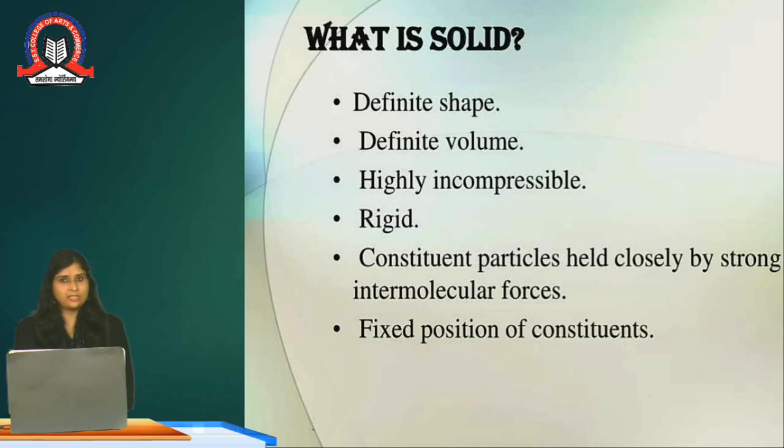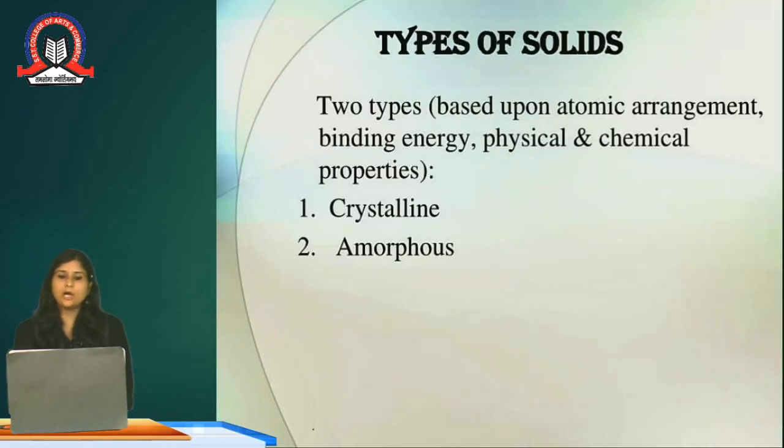Last but not the least, fixed position of constituents. As there is no spacing between them, and there are intermolecular forces of attraction between the atoms and molecules, all the atoms or unit particles are compactly arranged and they acquire a fixed position. Now, after knowing something about the solid, let's come to the types of solid.